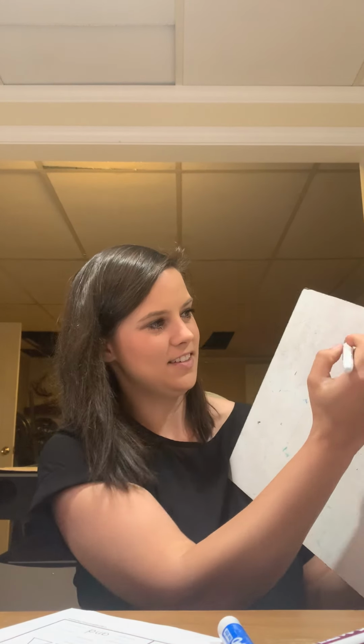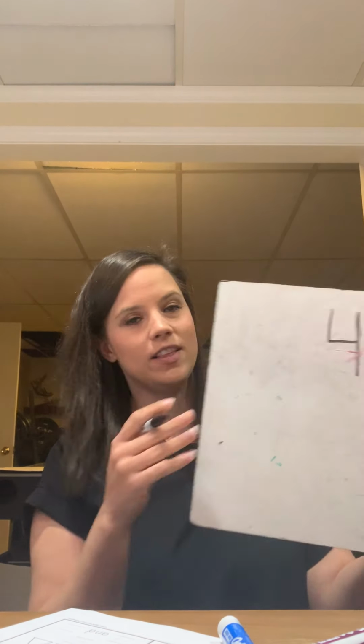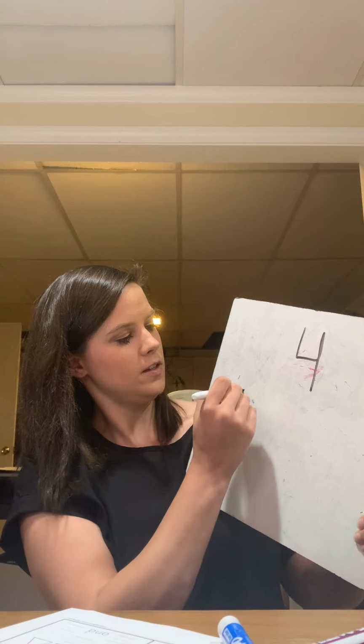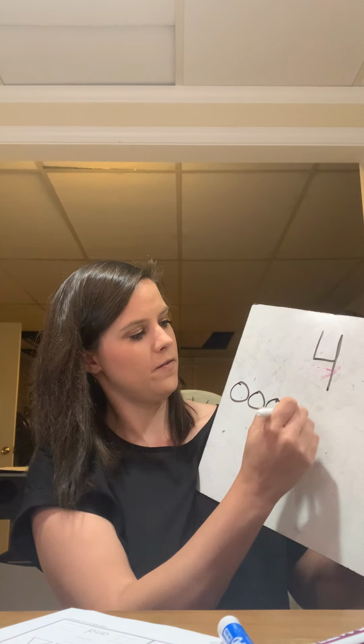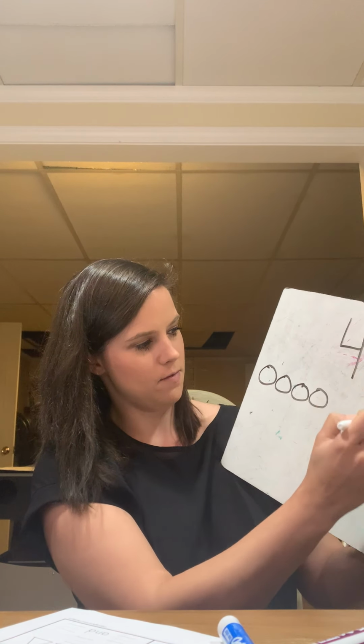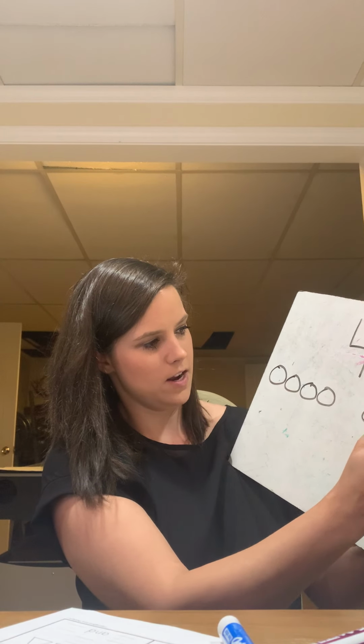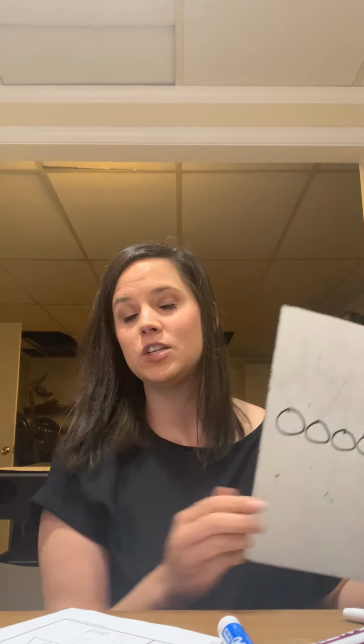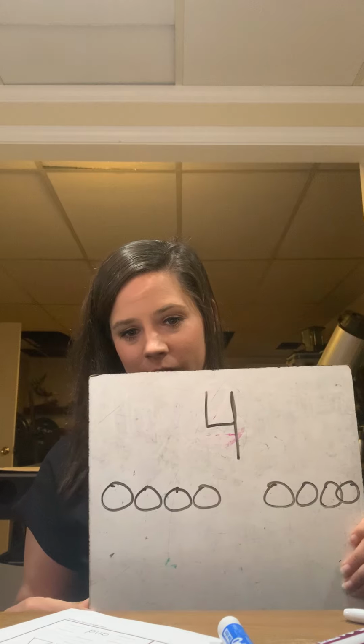Now we're going to move on. What number comes after 3? 4. We got 4 at the top. How many circles do I draw this time? 4. 2, 3, 4. I'll draw 4 on this side. 1, 2, 3, 4. Still going to use blue and purple.